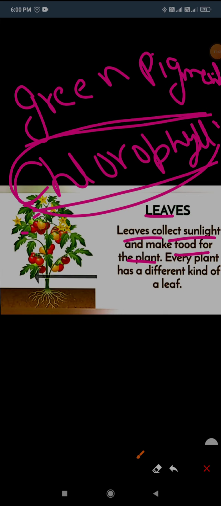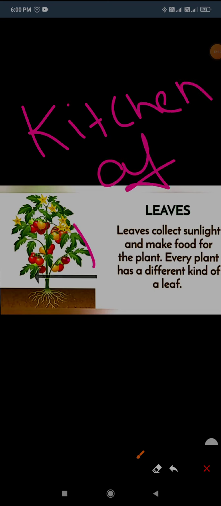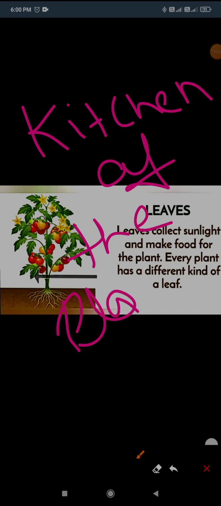So in the plant, the leaf is called the kitchen of the plant. Why is the leaf called the kitchen of the plant? Because the leaf is responsible for making food. Like in your home, mama is responsible for making food, in the same way, in the plant, the leaf is responsible for making food. That's why the leaf is called the kitchen of the plant.